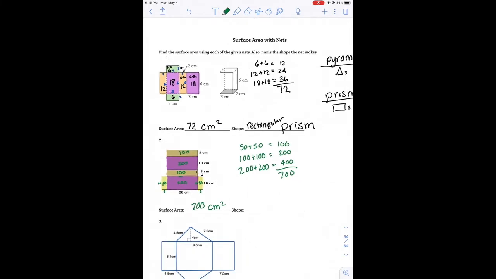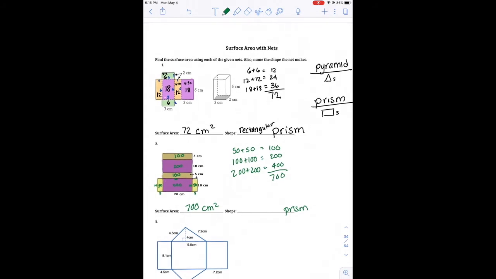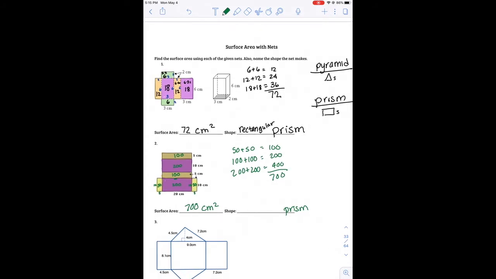And now for the name of the shape. Again, I know that this is going to be a prism because it's made up of rectangles. It's not made up of mostly triangles. But what type of prism? Just like problem 1, this is another rectangular prism. There's no other shapes involved. Nothing else to name it by.